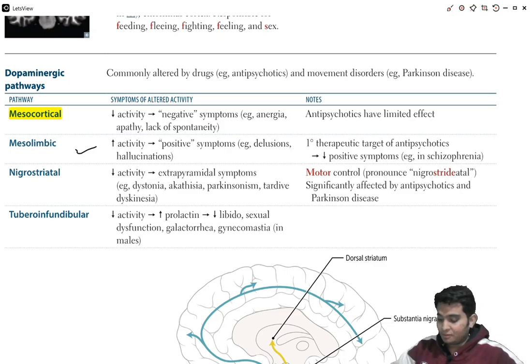And the fourth pathway is the tuberoinfundibular pathway. Decreased activity of this pathway leads to increased prolactin level. Therefore, a patient may have decreased libido, sexual dysfunction, galactorrhea, and gynecomastia in males.